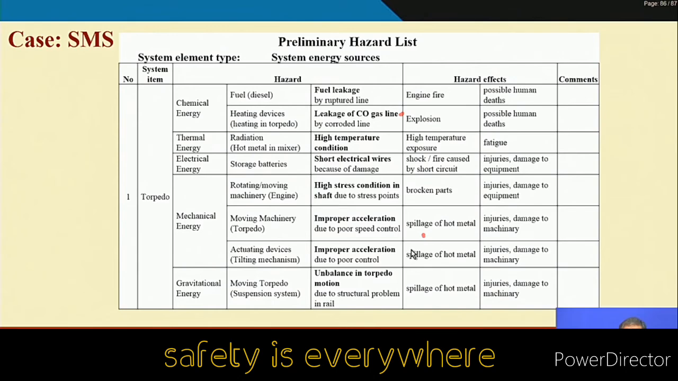So, see, system item is torpedo. Now, hazard, this is an additional thing we have added, but from here you can see the hazard, that fuel leakage, then what are the hazard effects? Engine fire, possible human deaths. So, in this manner several hazards are identified. That is the listing of hazards.